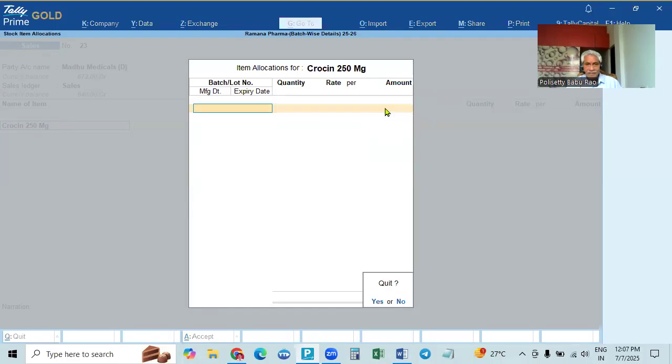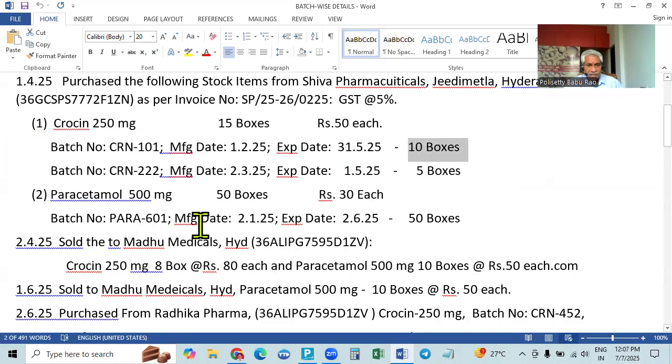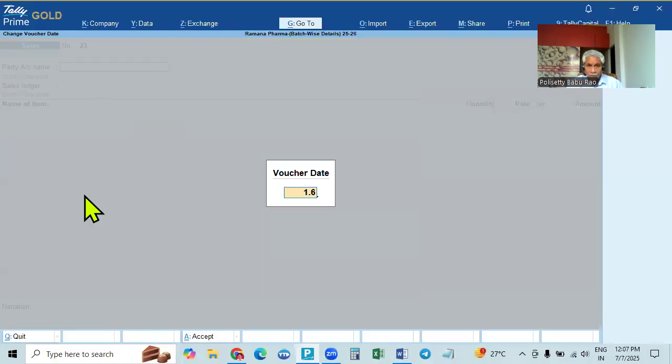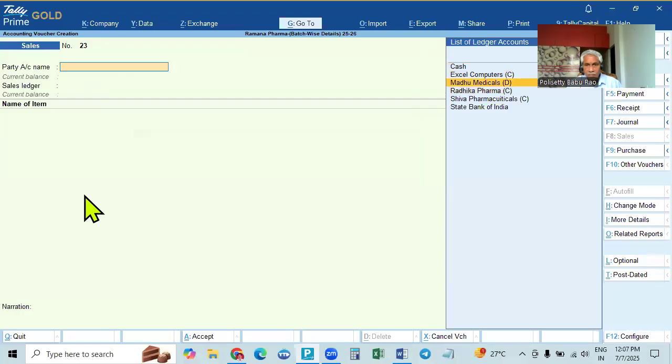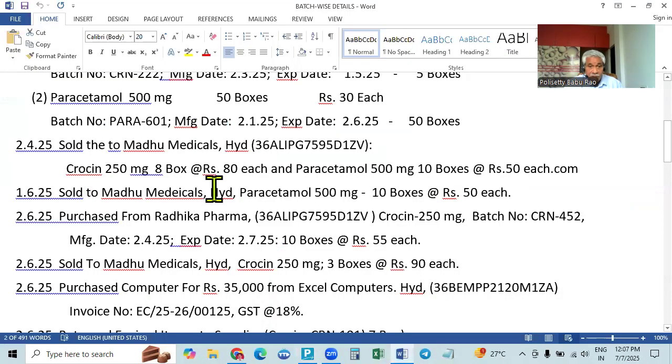Okay, that is expired. But now here, after selling to him, we are selling on 1st June to the same person, Madhu Medicals. We are making the sales here. Here we are selling only paracetamol, 10 boxes.